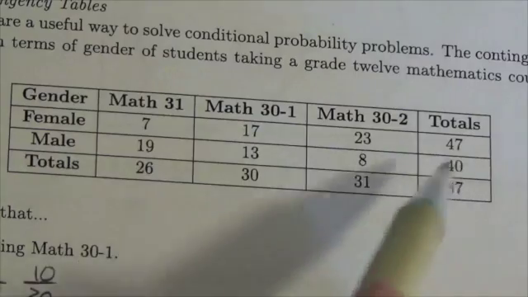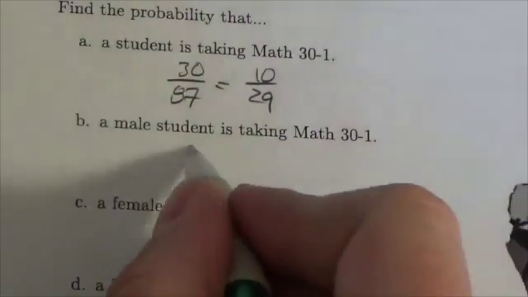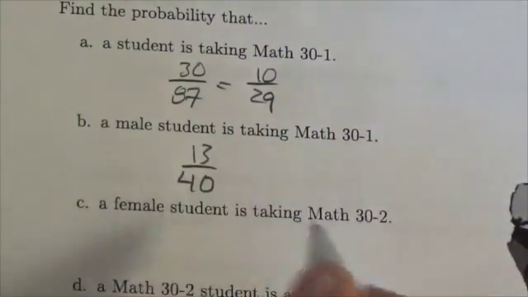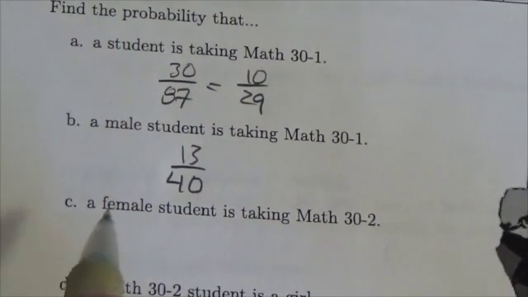So we're going to come up here and take a look at the group. There are 40 male students. And how many of them are taking 30-1? Well, 13. So that is going to be 13 over 40. And the nice thing about that is 13 is prime, so that's as good as that's going to get.